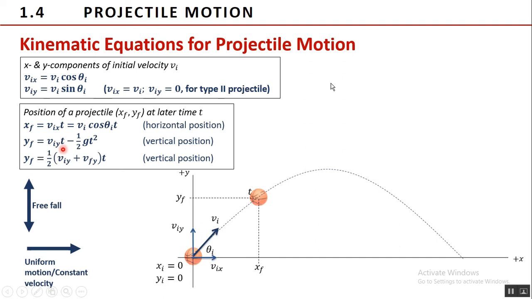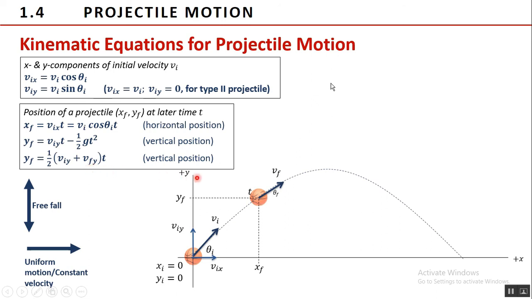For a vertical position y sub f, we can utilize free fall equations. So y sub f is equal to v sub iy multiplied by time t minus 1/2 g t squared. Or it is 1/2 of the sum of the y components of the initial and final velocities multiplied by time. Be careful not to use directly the velocities vi and vf. What we need here are the y components of velocities.